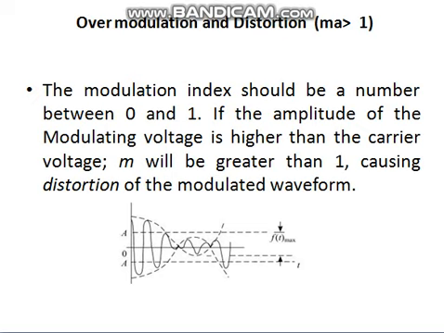Now we discuss the conditions of modulation index. First condition is over modulation. The modulation index should be between 0 and 1. When the amplitude of the modulating voltage is higher than the carrier voltage, we get a modulation index greater than 1. In this condition, we get a distorted modulated wave.